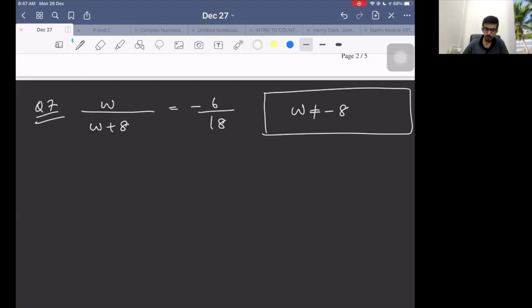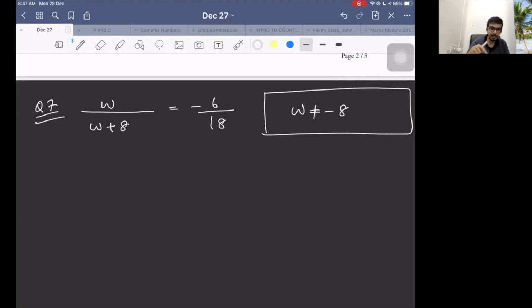How will this be useful? If the final answer after solving this equation comes out to be minus 8, you have to neglect it. You have to reject it, that's all. Okay, simple. Now, what is the idea? You have to cross multiply.